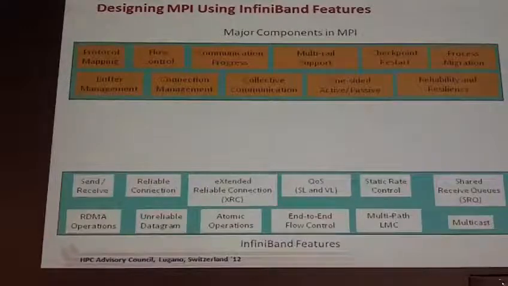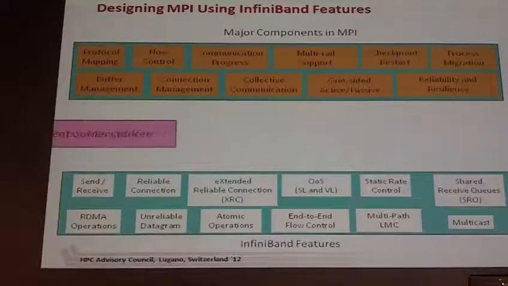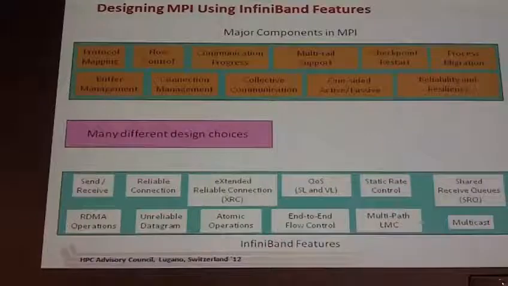I call it the demand side. This is the supply side. And we need to bridge the gap. This is where the MPI library comes into the picture. There are a lot of different design choices, for example, the one-sided operation. How do I do it? Should I take atomic operations into account or not, or should I take RDMA operations into account or not?